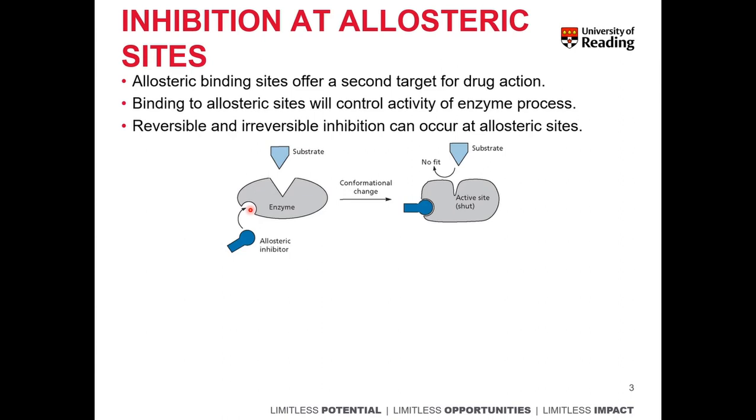Now, when the allosteric inhibitor binds, the enzyme undergoes a conformational change, and this alters the shape of the active site. Now, in doing this, it means that the active site is no longer able to accommodate the substrate, and therefore the chemical reaction cannot occur.